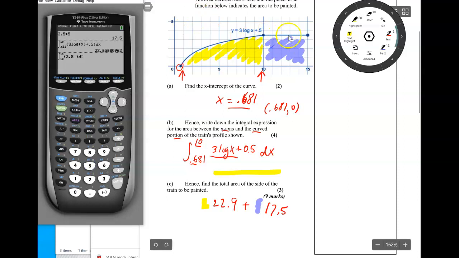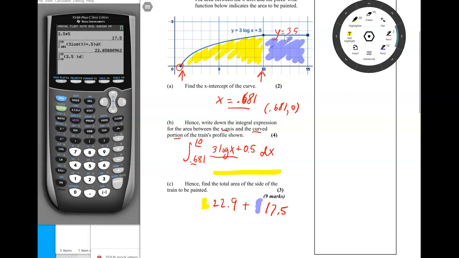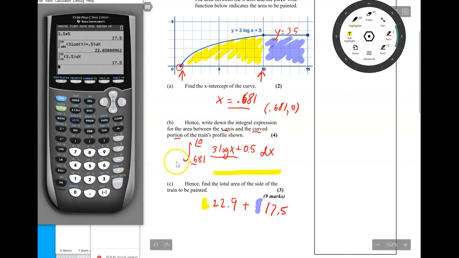Okay, and this function here, and this is maybe the challenging part of it, this function of the horizontal line is y equals 3.5, because we know the height of the flat part of the train is 3.5 meters tall. So y equals 3.5 is the equation we put inside the function. And then we put an x here. And then that gives us 17.5, just like we calculated with length times width.